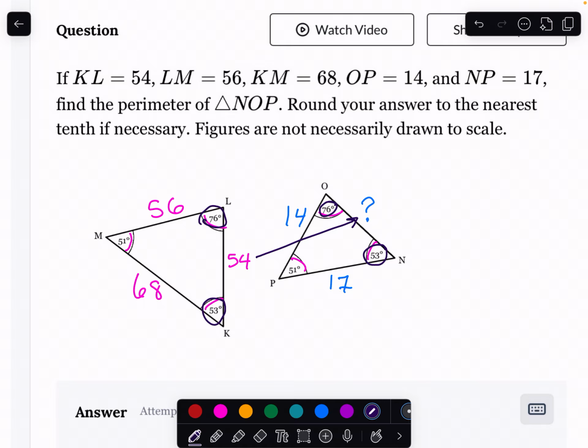So we go like this. And you can choose any two numbers from the one on the left. So I'm going to do 56 is to 54 as, and I chose 56 because it's the one in between 51 and 76. So the side on this figure is 14. So as 14 is to the side we don't know, right? Now we can solve that using proportions, and there are lots of ways of solving it, but my favorite way is to go like this in decimals.